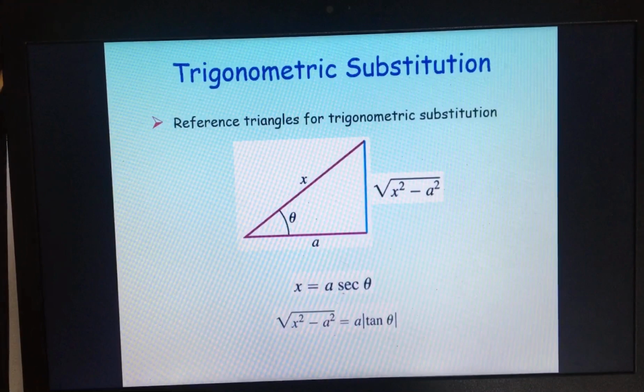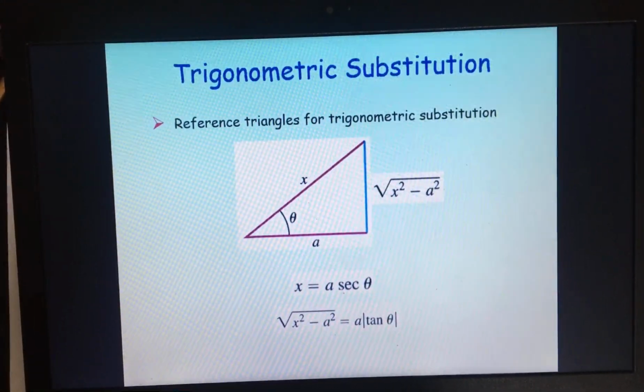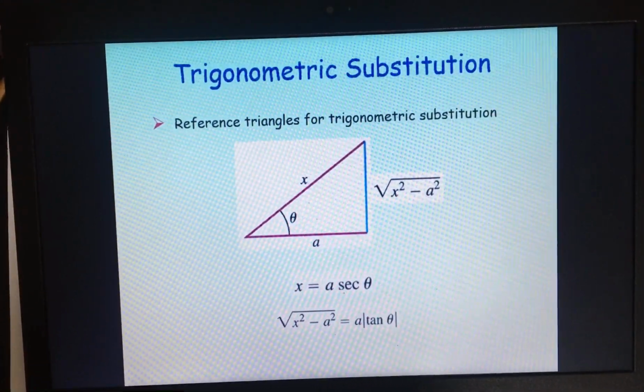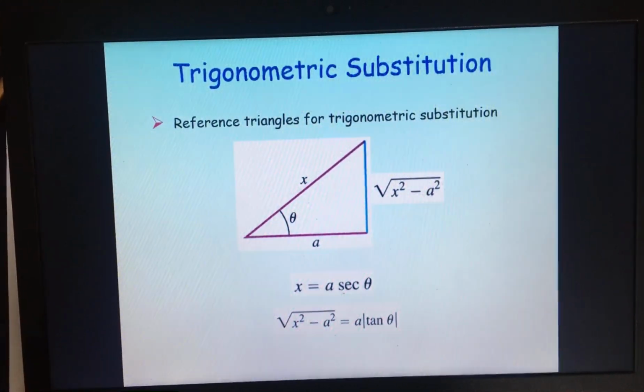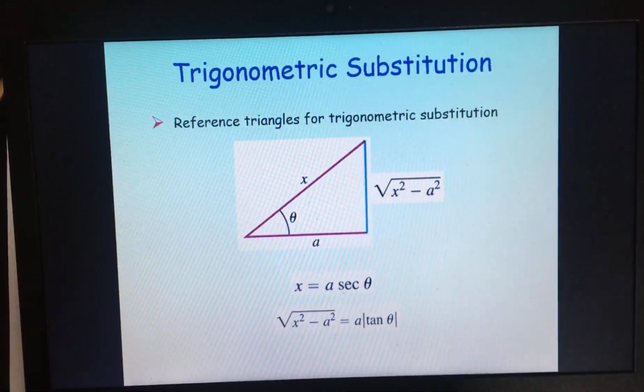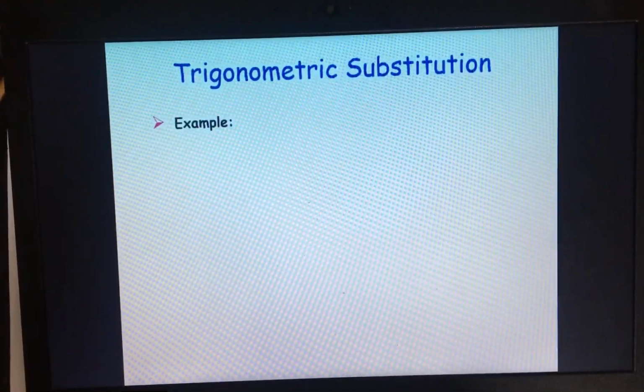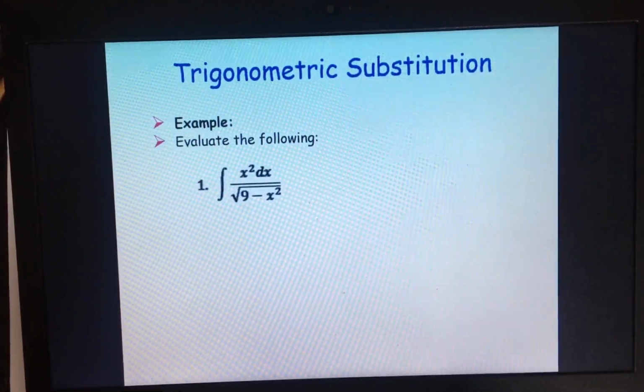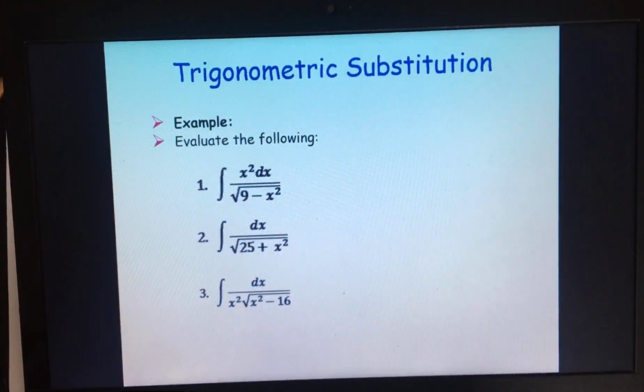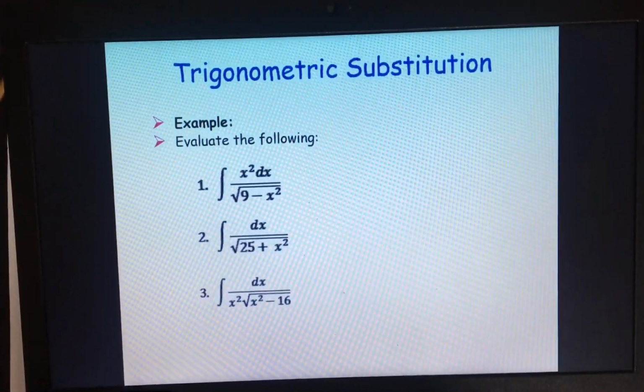Alright, so that's it for the introductory part of this topic, trigonometric substitution. I'll give you details of how these equations were derived in our next video. We have here some sample exercises that we can practice, and we will have another video for the solution of these problems.